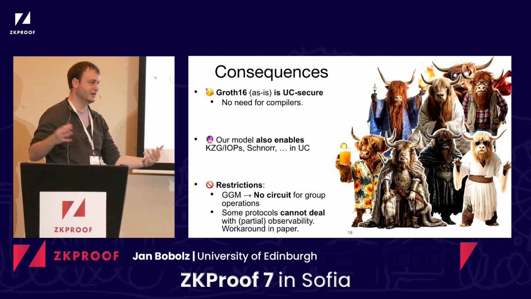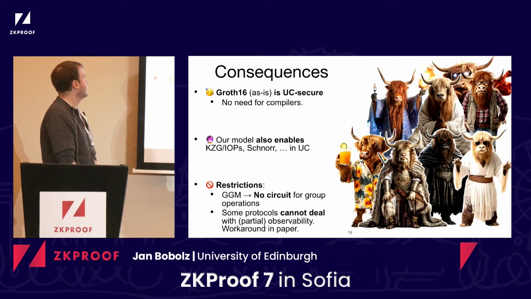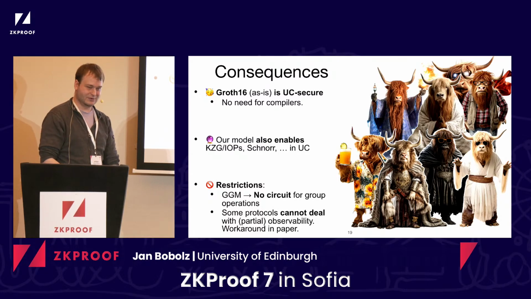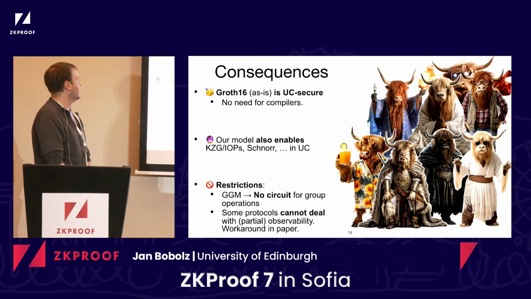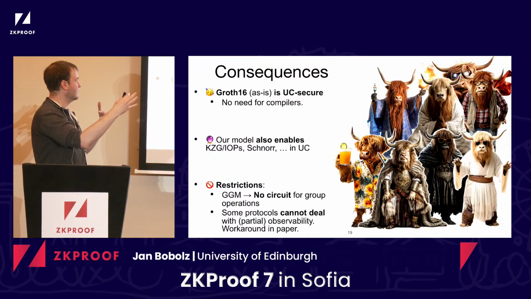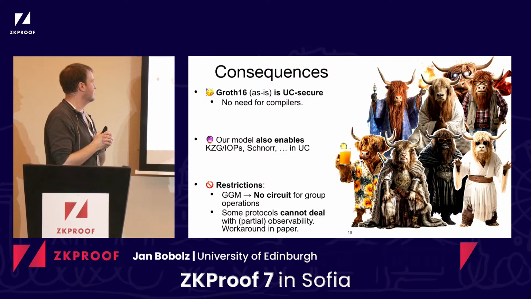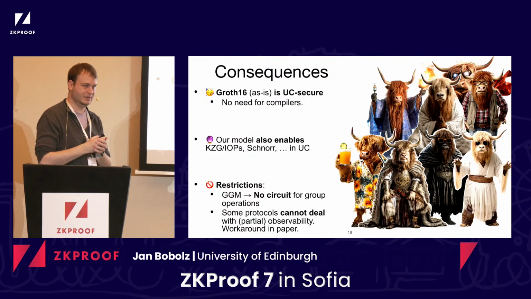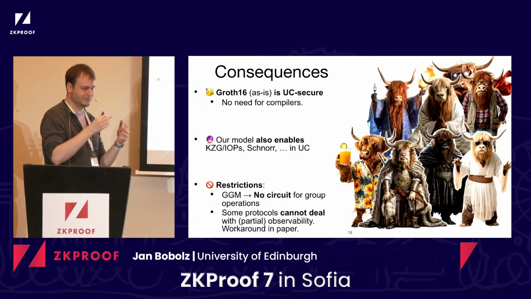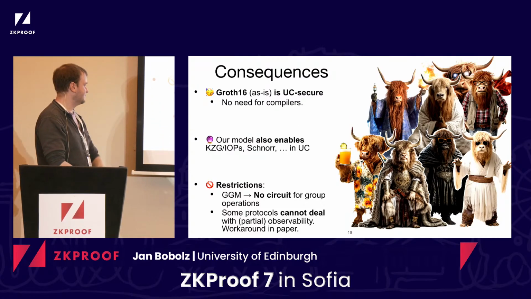Okay, so as a consequence of all of this, the take-home message, I think, is that Groth16 as is, without any compilers, without overhead, is UC secure, at least in this generic group global model. So you don't have to have a bad conscience of not using these compilers. You can still work with it. This generic group idea should also enable, this is a conjecture for now, but we are thinking about this, similar extraction strategies, for example, for KZG and then IOPs.